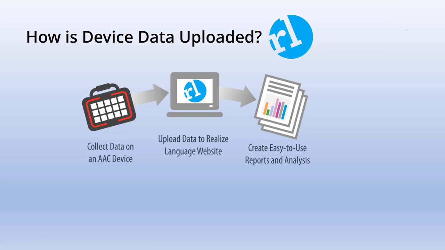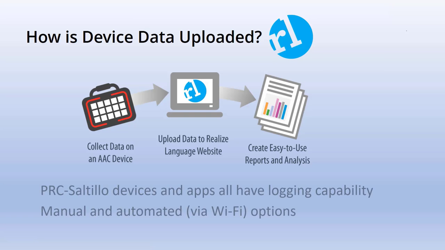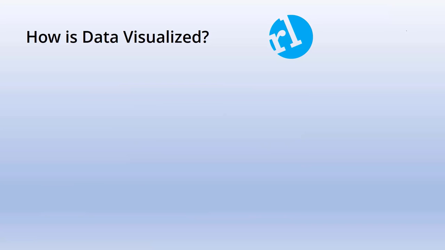And that uploading can be either manual or automatic, and by automatic I mean via Wi-Fi. So if you have access to Wi-Fi, this can upload data on a daily basis. But if you don't have Wi-Fi, that's okay. You can still manually take data from a device and load it up manually to the website. All PLCs, utility devices and apps have this logging capability. So whatever device you have there, you will be able to use it.